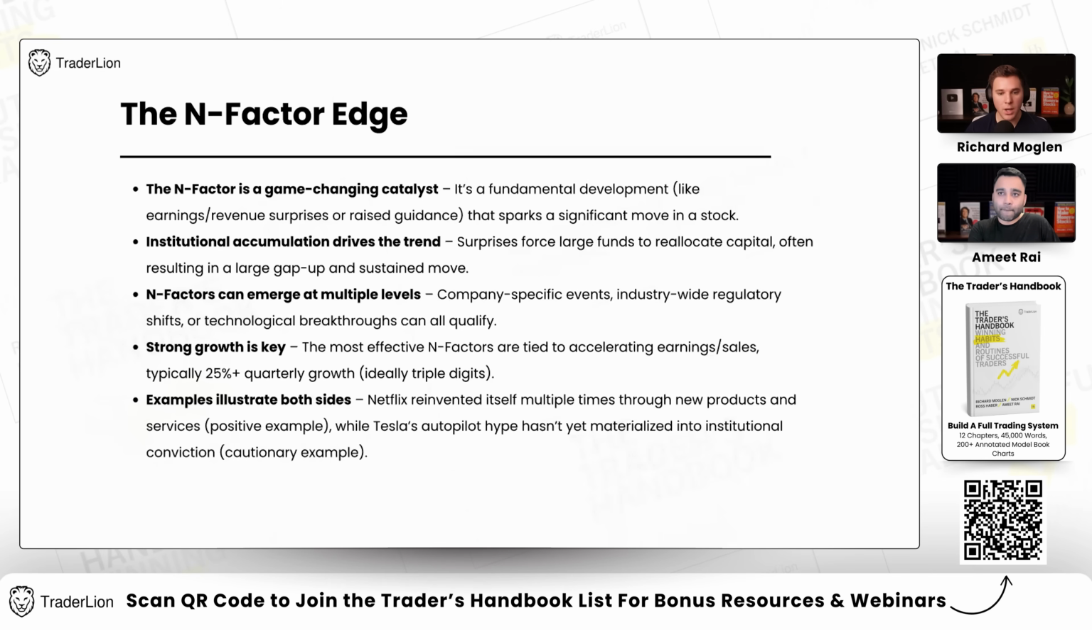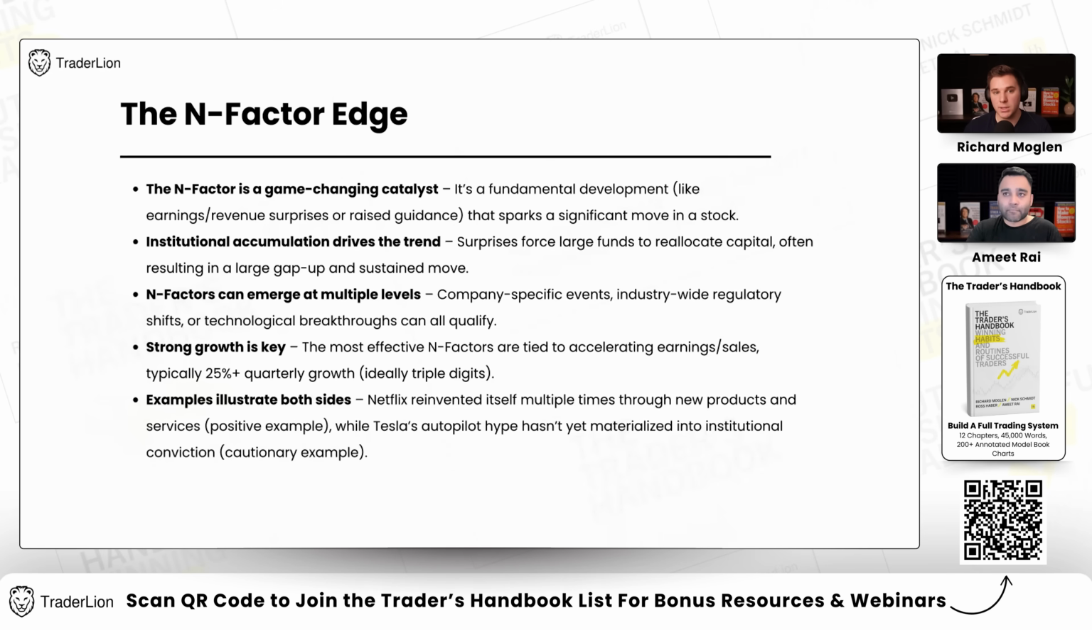Netflix, as we'll show, reinvented itself multiple times with new products, completely changing their business and business models, and is a positive example. While Tesla's autopilot hasn't worked out yet, despite being a game-changing revolution. Robots, maybe in the future, in 5 years when you're watching this, are everywhere. But right now, they're not a reality yet. So they could be an N factor in the future, but right now, they're not there yet.